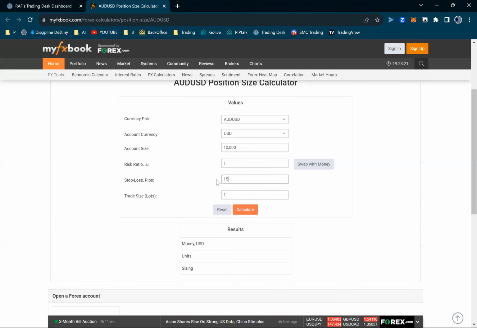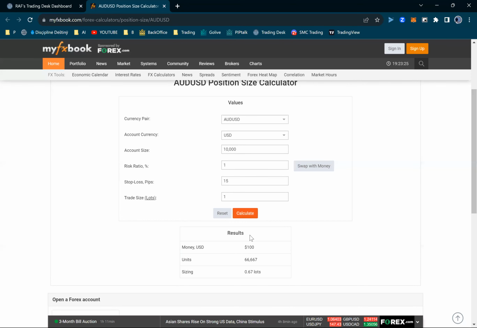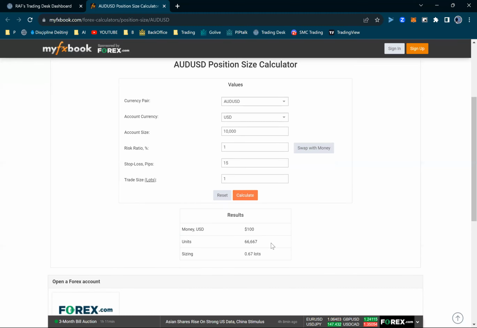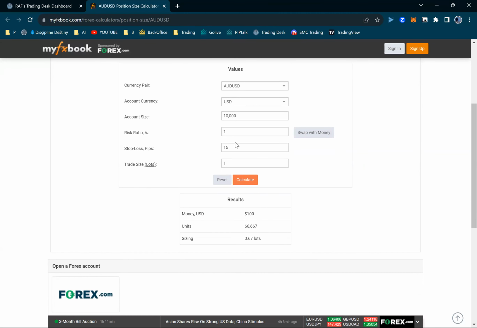The reason we use this is, based off of how many pips we're risking, we're always going to risk those same $100. With this trade idea, based on my account size, how many pips, and how much I want to risk, I told it I want to risk $100, because that's 1%. So it's giving me my lot size, which is 0.67.